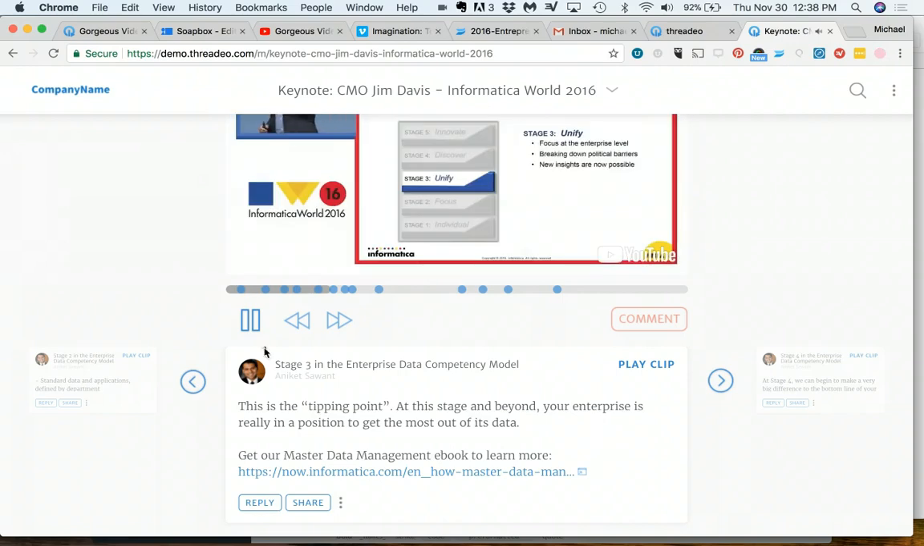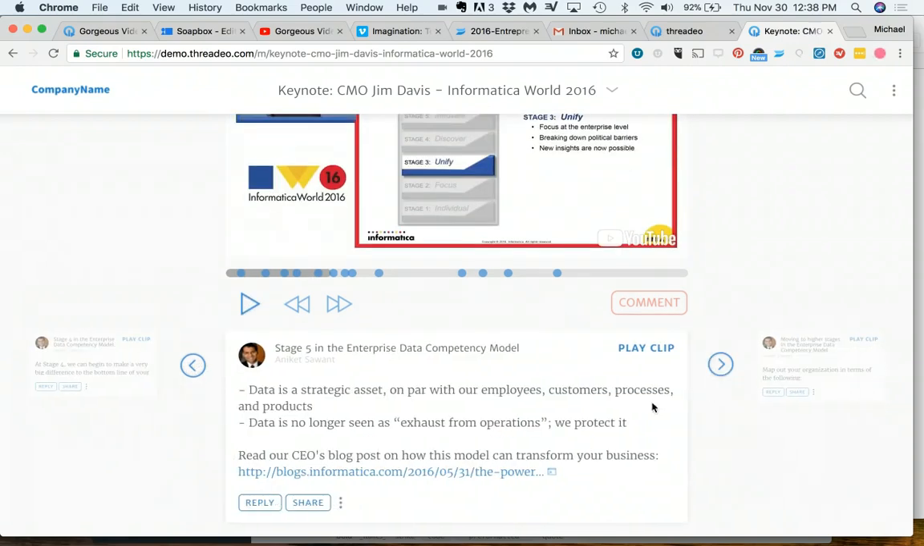Stage 3, Unify. This is where the magic. But let's say I want to figure out what is stage 5. Okay, I could watch that. And then we get to level 5. And I could go ahead and play this, Learn, the magical level, and learn from there.